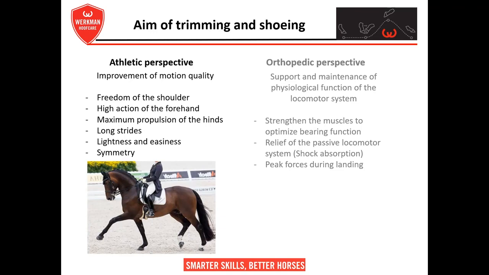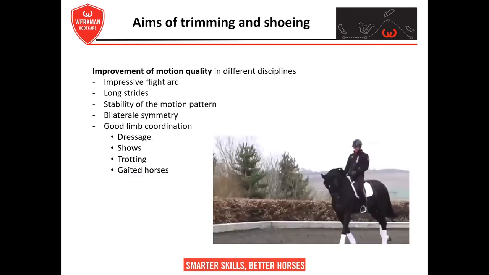If we have an orthopedic patient, there we have a little bit different aim sometimes. It's not that the athletic aims and the orthopedic aims match each other in all cases. So usually if we have an orthopedic patient, we would like to support and maintain the physiological function of the locomotor system. But this we will look at in the next part of the presentation. First, we focus on the sport horses. And as I said, these evaluation criteria are very unspecific. So they don't have a very specific meaning.